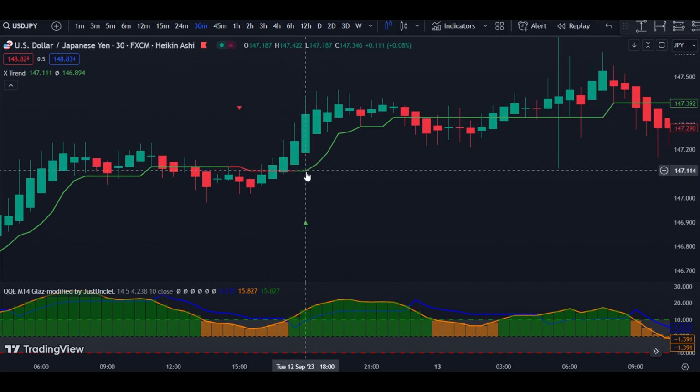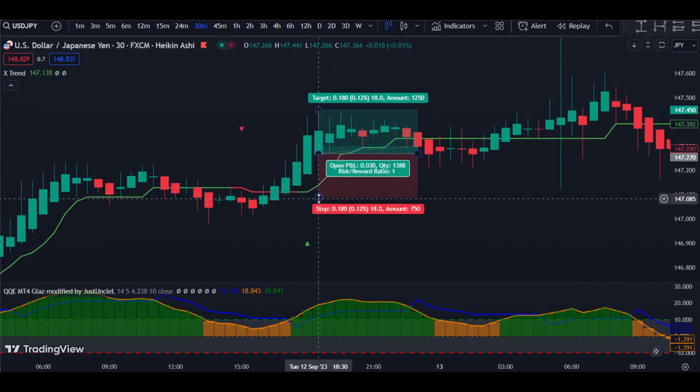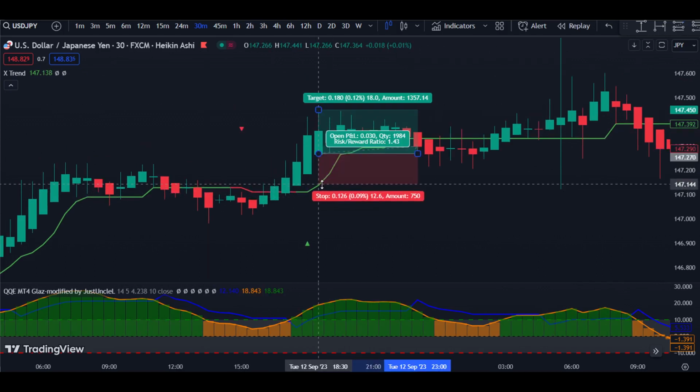We can see that the line on the X trend is in the green, and we also have the QQE MT4 in the green also. So we're going to take our long position, wait for the close of the candle. We're going to put our stop loss right around the green line.